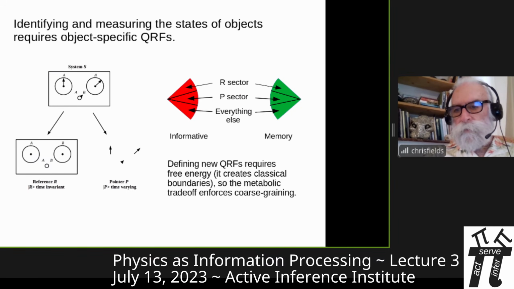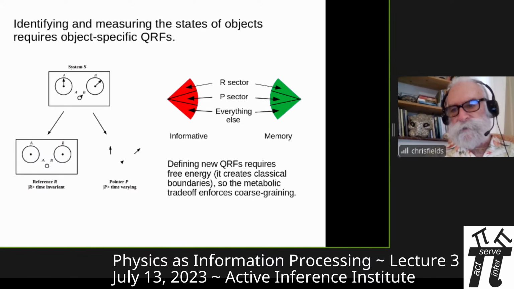But what thinking about object identification tells you is that every object that you can identify leads to having to sector both the informative part of your boundary and the memory part of your boundary into two new sectors. One to store information about object identification, and one to store information about the states of those objects. So this requires much more metabolism. And again, the solution is coarse graining. And typically what we coarse grain is our memory of the object that we've identified.